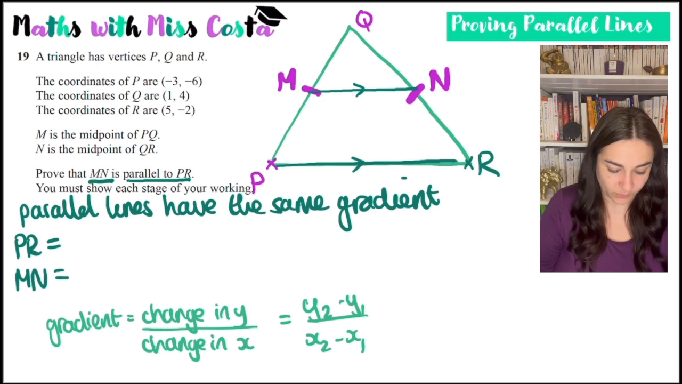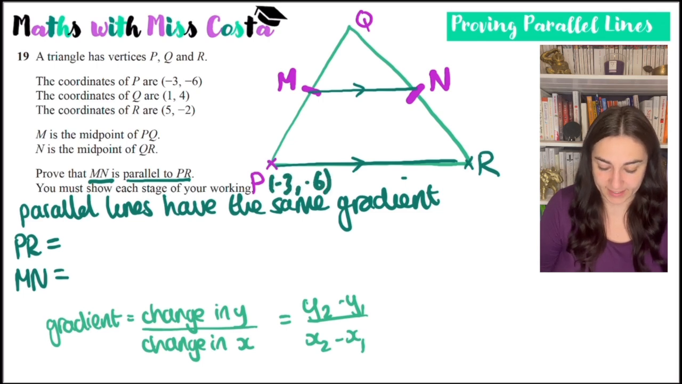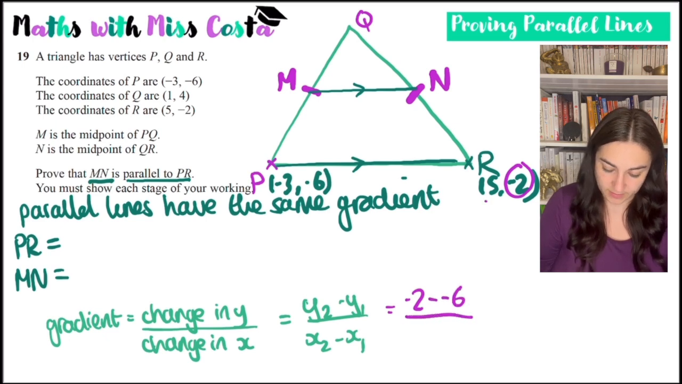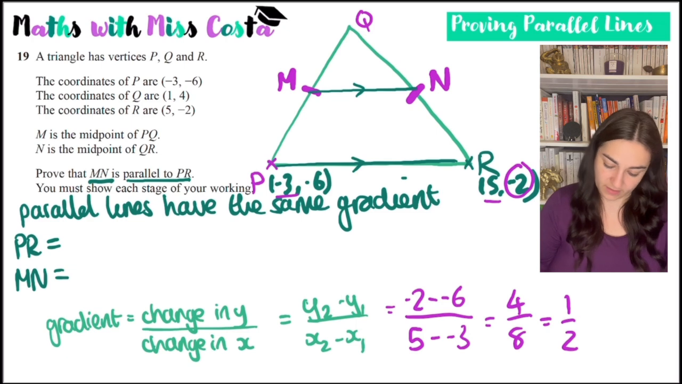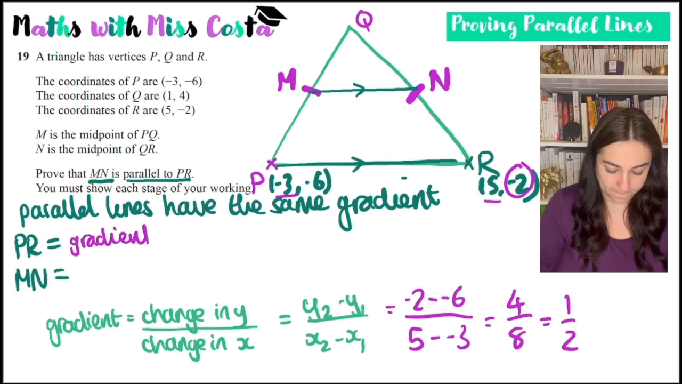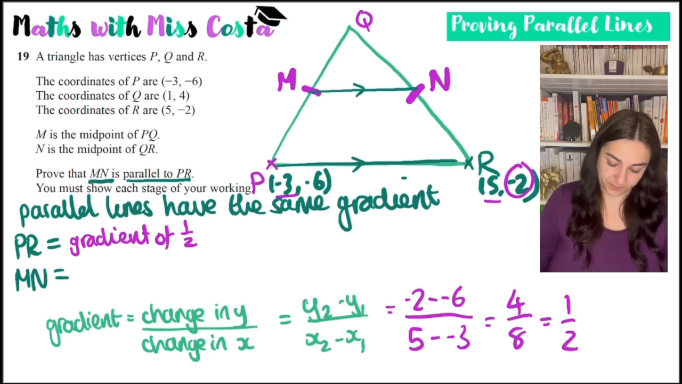So let's have a look at these. The coordinates of P are -3, -6, and the coordinates of R are 5, -2. So let's start with the y coordinates. I'd say -2 minus -6 over, and then the second x coordinate is 5, and I'm going to take away -3. So -2 plus 6 is going to give me 4, and 5 plus 3 is going to give me 8, which is a half. So the gradient of PR is a half.